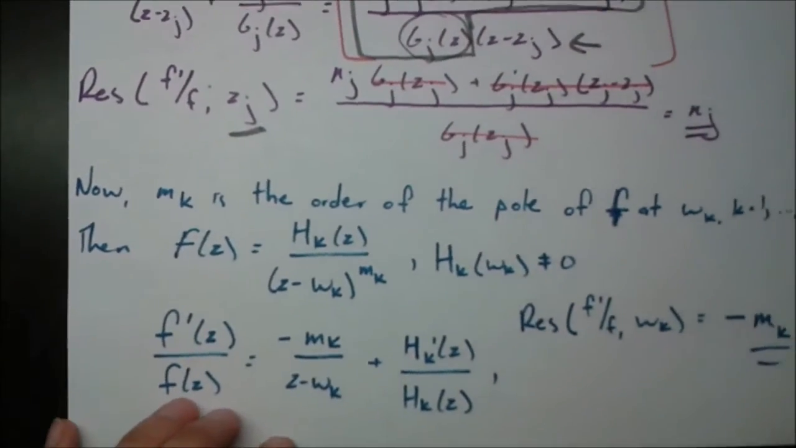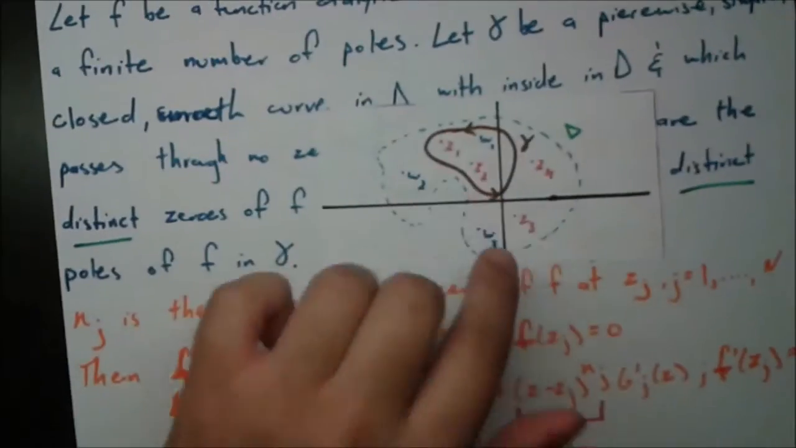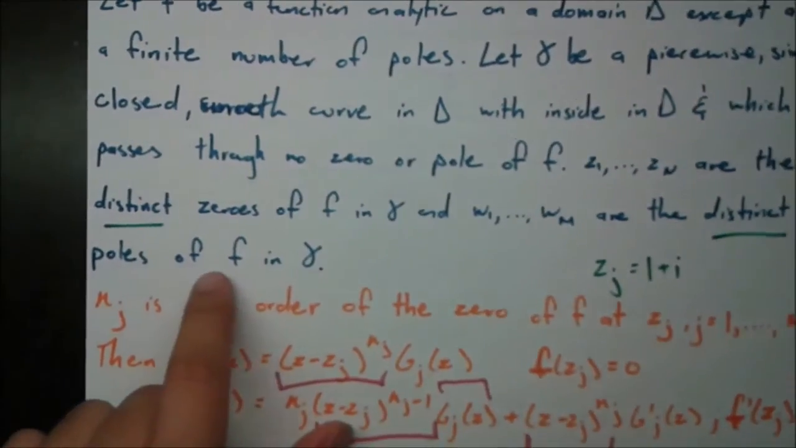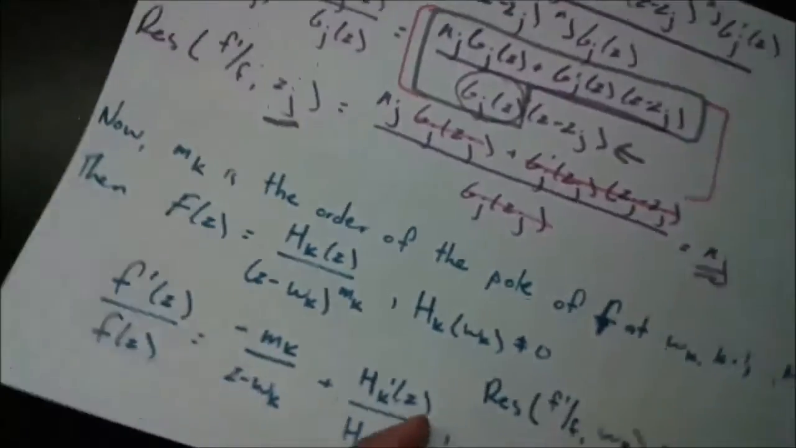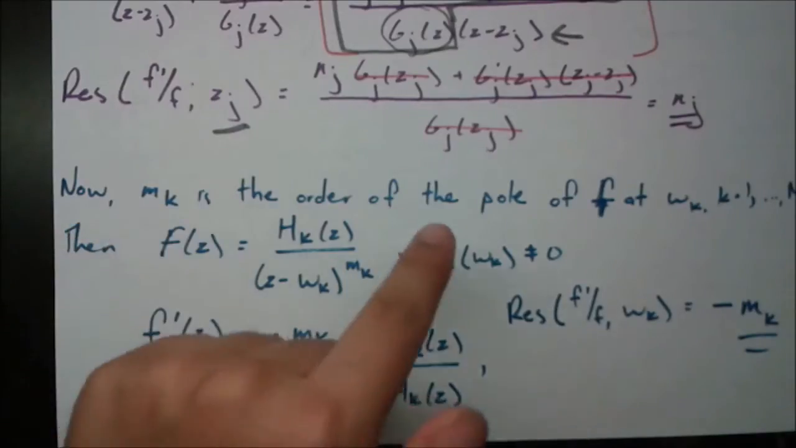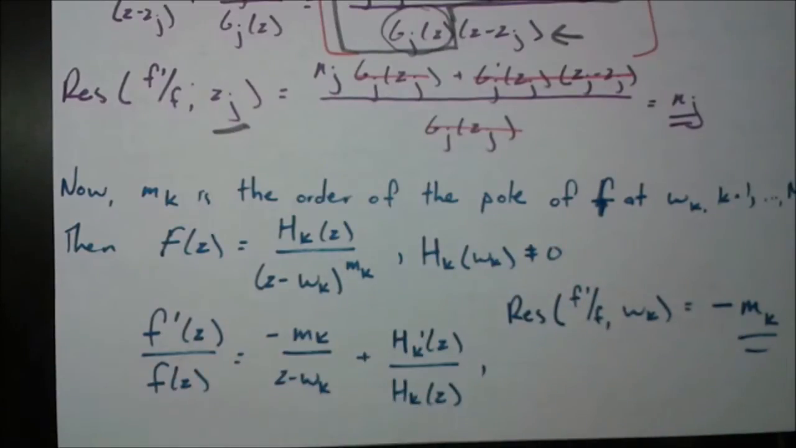Now we're going to do a similar discussion about the poles. Remember, each pole is given by w sub k. So we see that the poles are w sub 1, w sub 2, and so on, all the way to w sub m. That's all the poles. Now, as with the zeros, we say that m sub k is the order of the pole of f at w sub k. The order of a pole is a little bit different than the order of a 0, but it's not that much different.